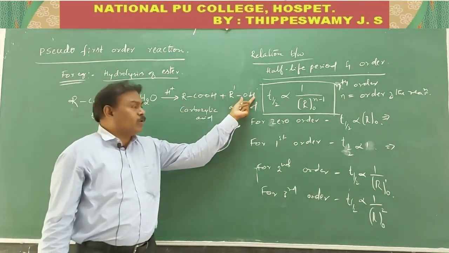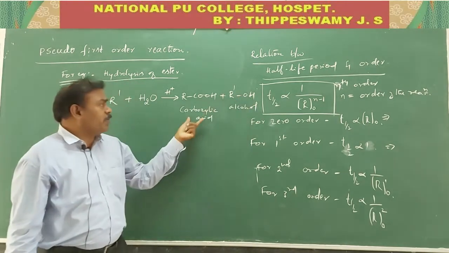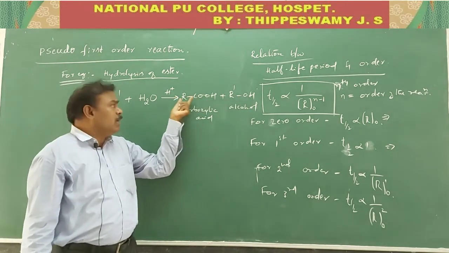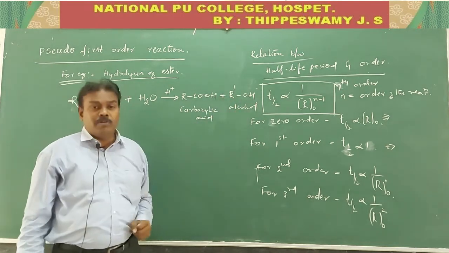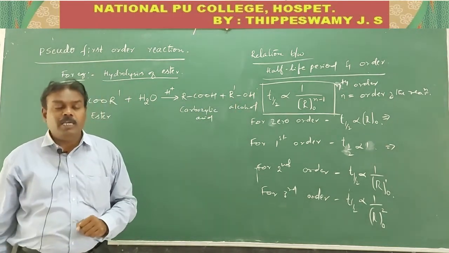The functional group of alcohol is OH. The functional group of carboxylic acid is COOH. RCOOH is the formula of the carboxylic acid. R dash OH is the formula of the alcohol.